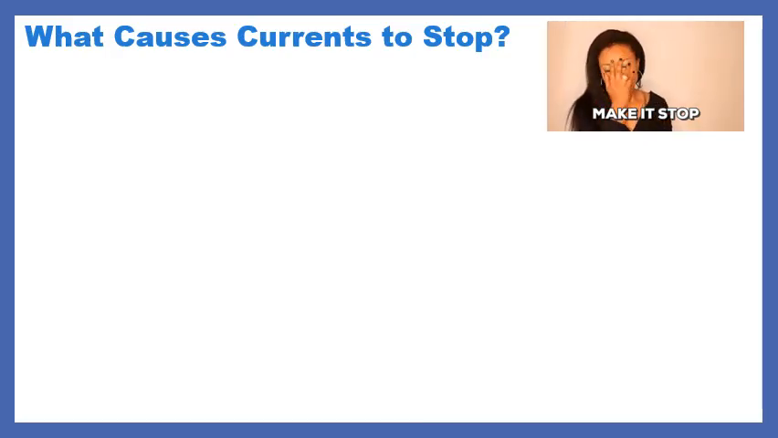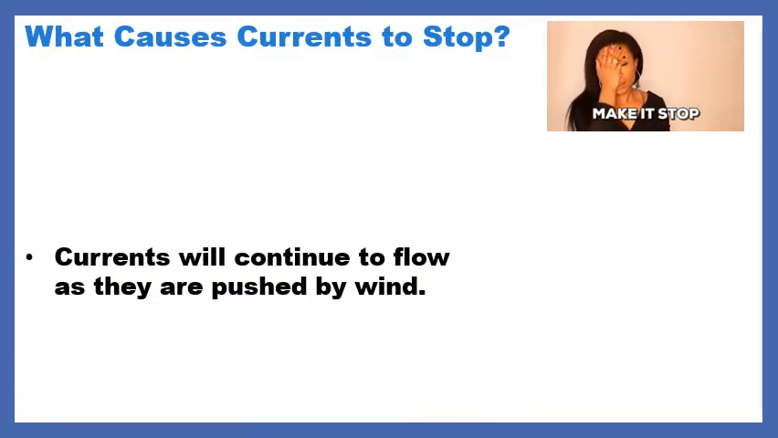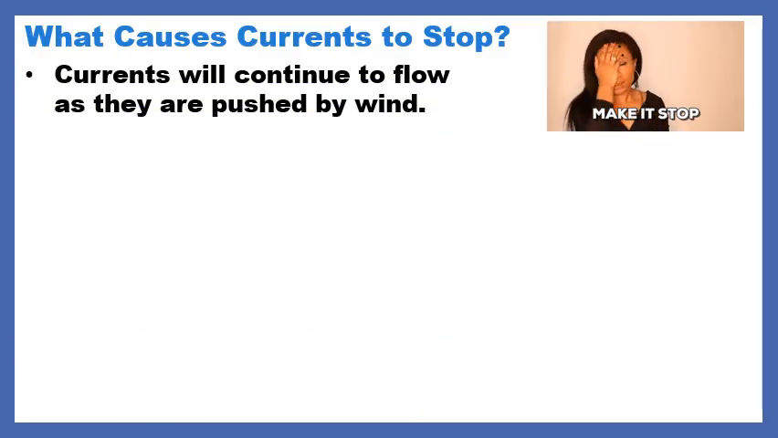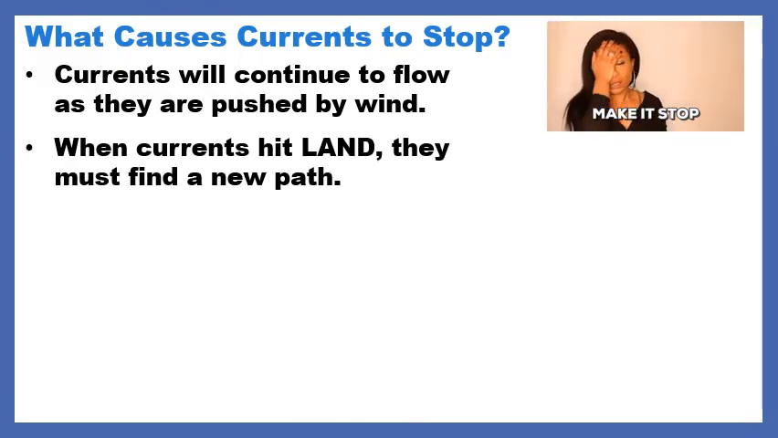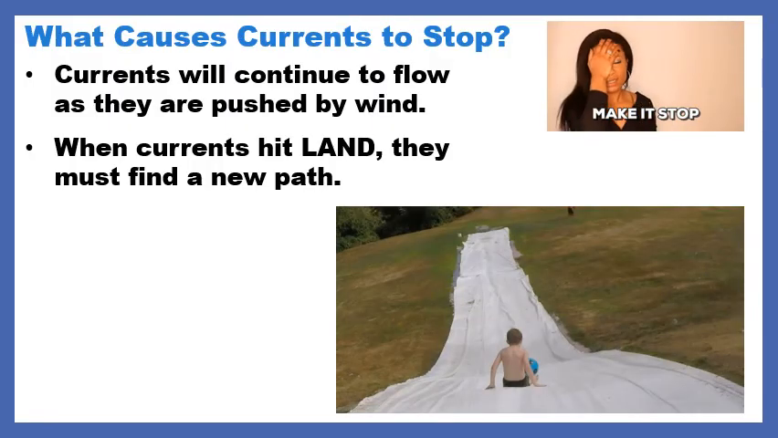All right, we keep talking about water flowing. Well, how do I make the currents stop? The currents are going to continue to flow as long as they are pushed by the wind. But if they hit land, like a continent or an island, they're going to have to find a new path. So when they hit land, they will stop. Let me give you an example.